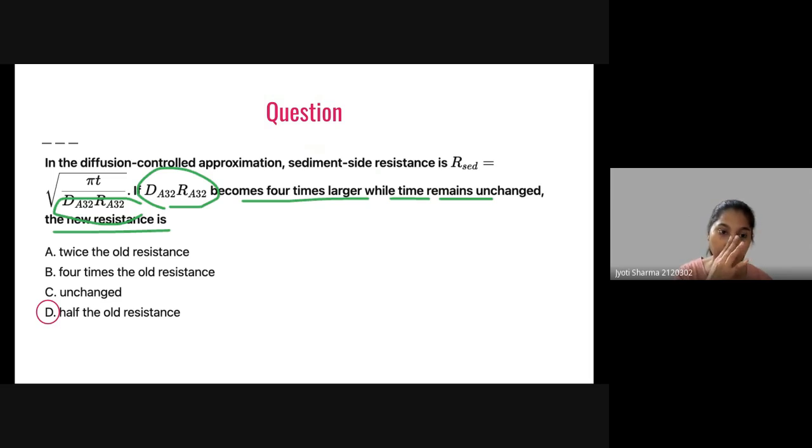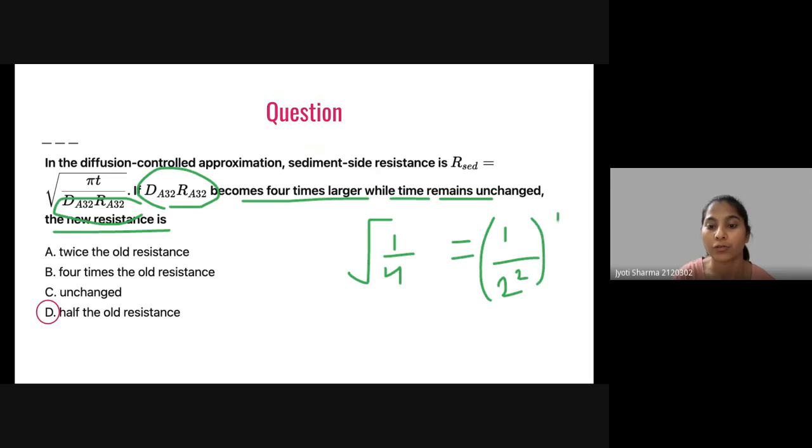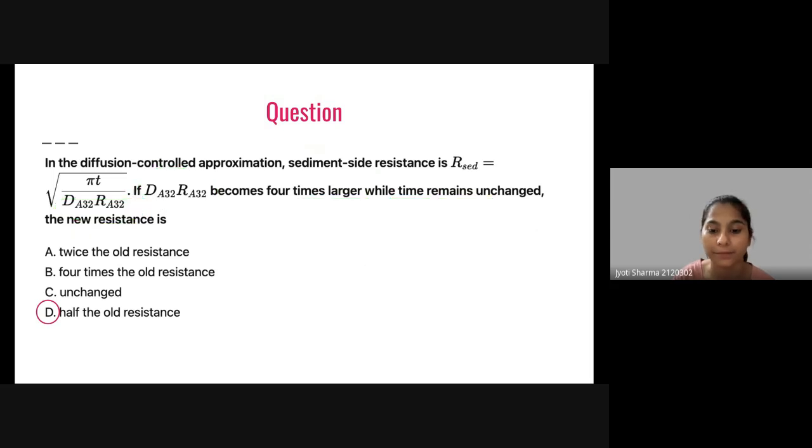So your new resistance will be half of the old resistance, because this is 1 by 4, 1 by 2, 1 by 2. This will be 1 by 2, half, right? So new resistance will be half the old resistance.